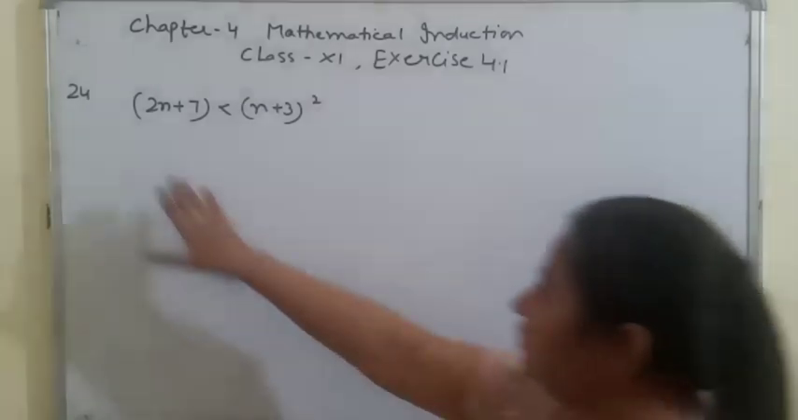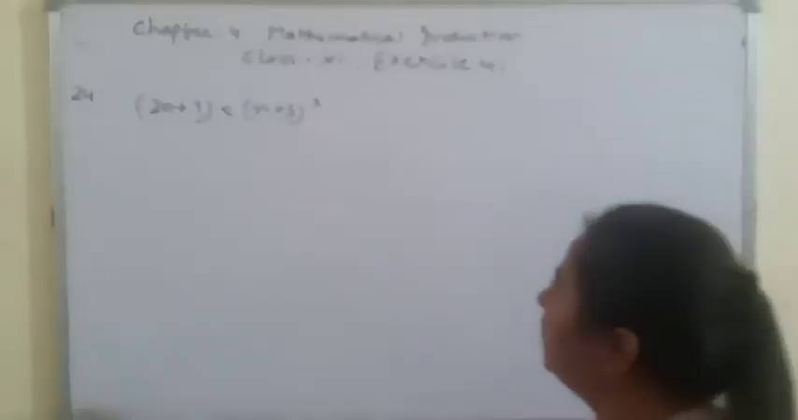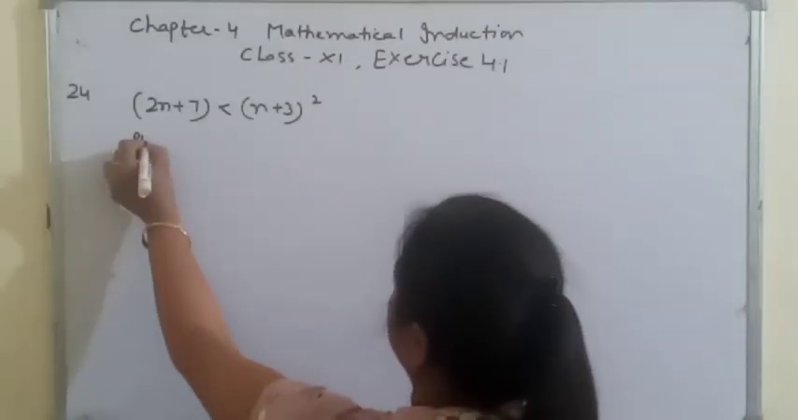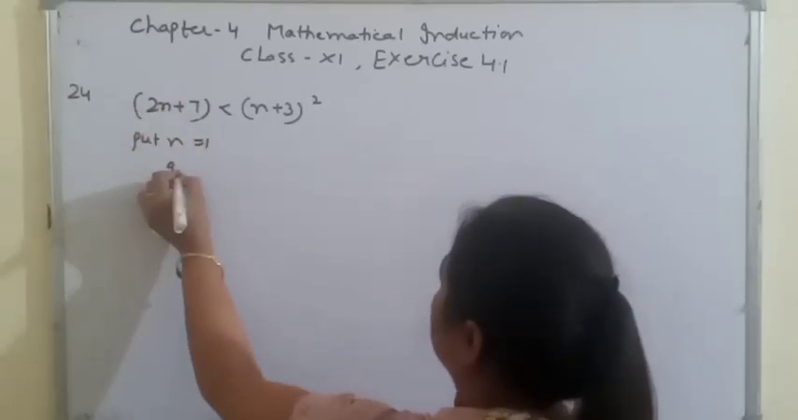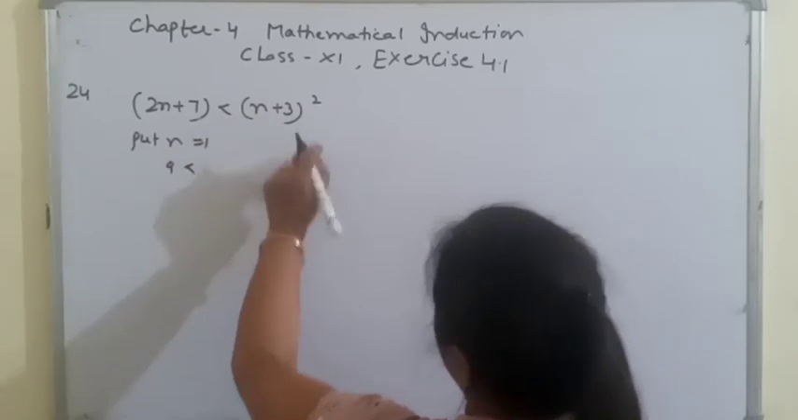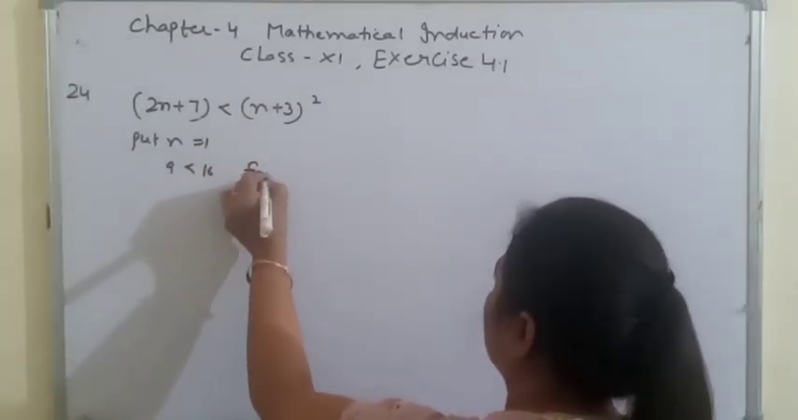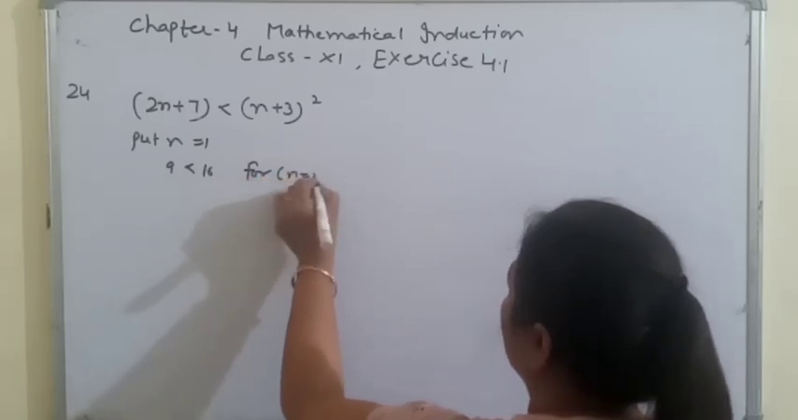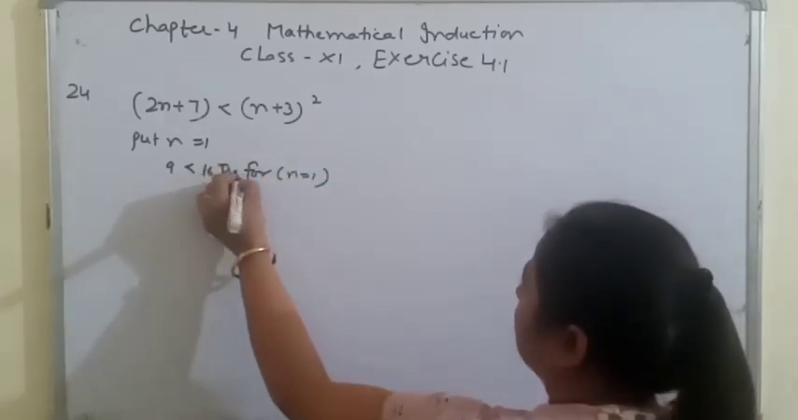Question number 27. 2n plus 7 is less than n plus 3 whole square. Let's prove this inequality. Firstly, we will check it for n equal to 1. 2 plus 7, this is 9, less than 1 plus 3, 4, that is 16. So the statement is true for n equal to 1.